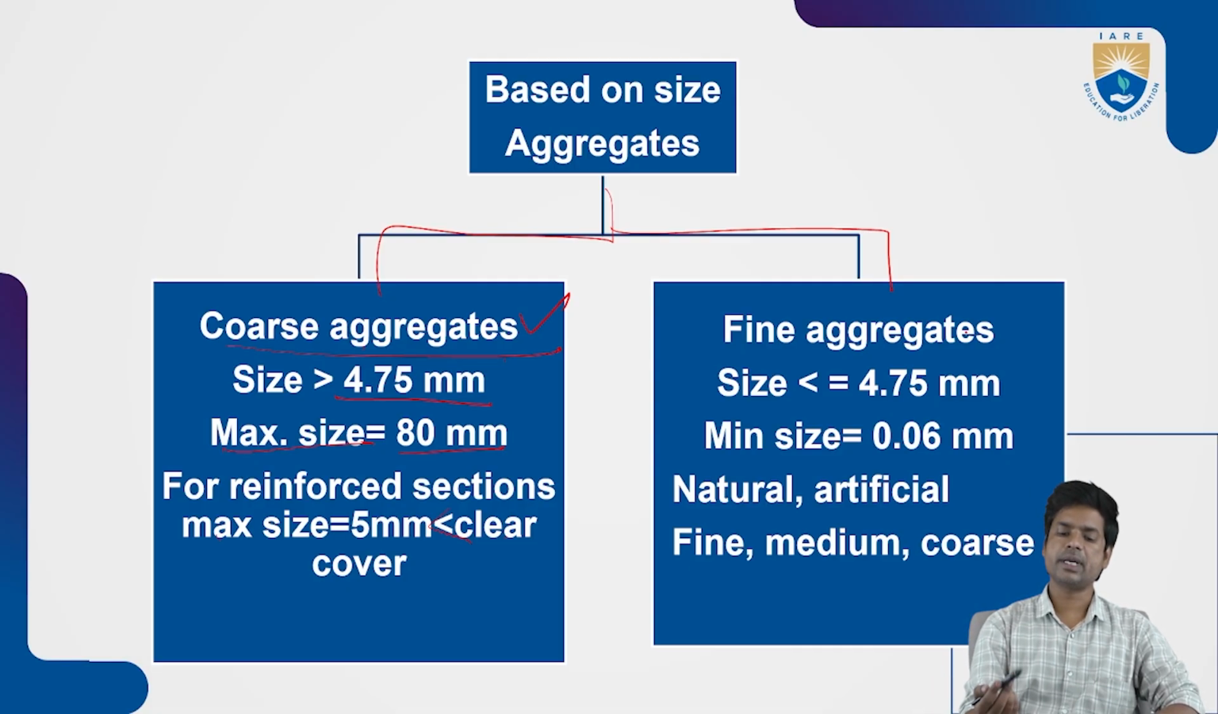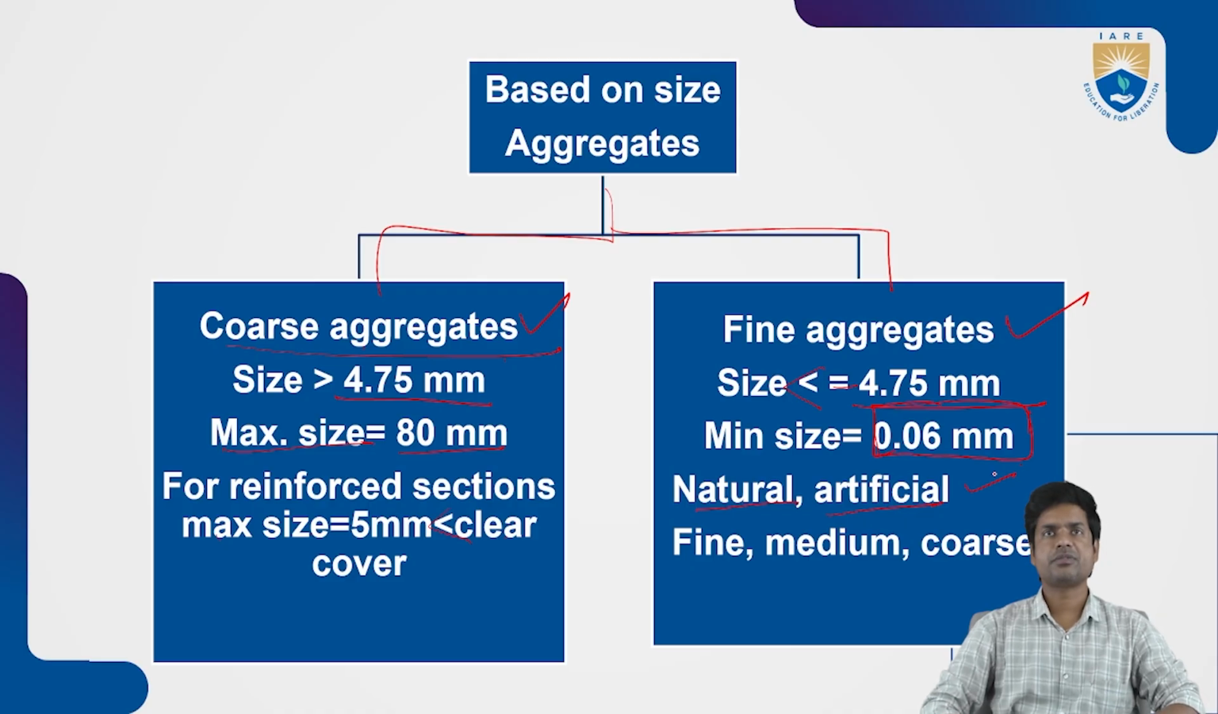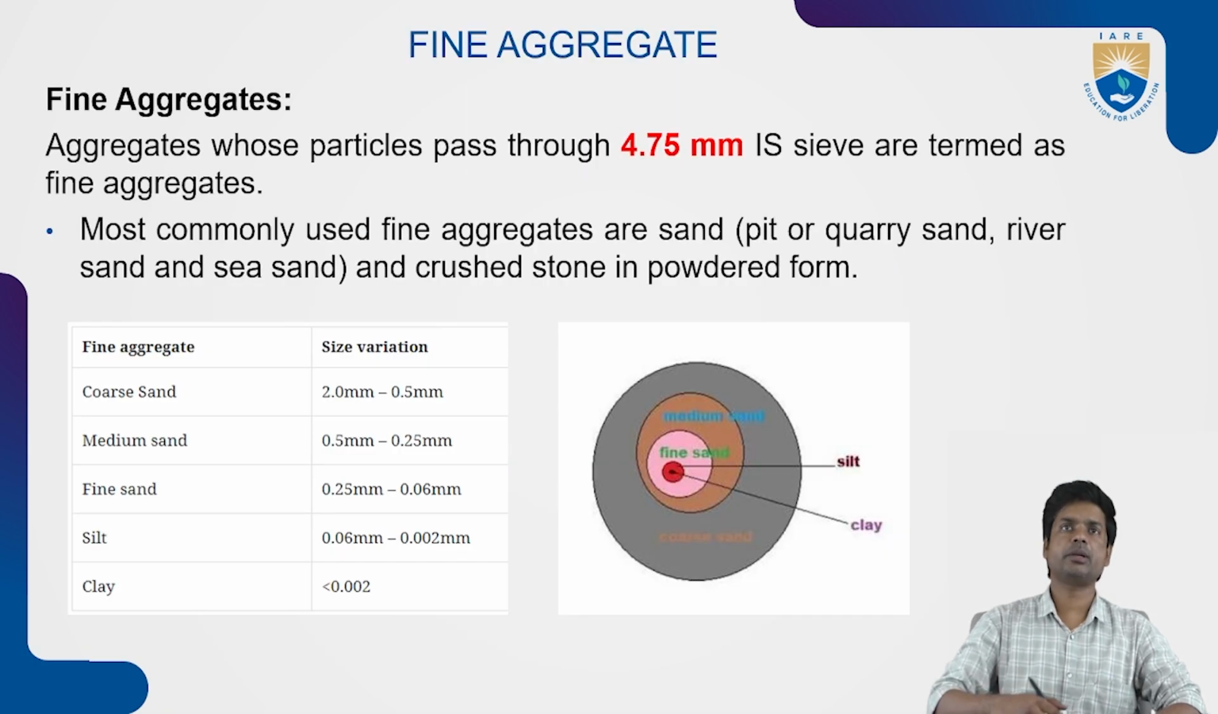Next, coming to the fine aggregate, the size is less than or equal to 4.75 mm. If the size of the aggregate is less than or equal to 4.75 mm, that is called a fine aggregate. The minimum size of fine aggregate is 0.06 mm. Next, natural or artificial: we have different types of aggregates. Again in the fine aggregate, we have fine sand, medium sand, and coarse sand. These are the different types of fine aggregate based upon size.